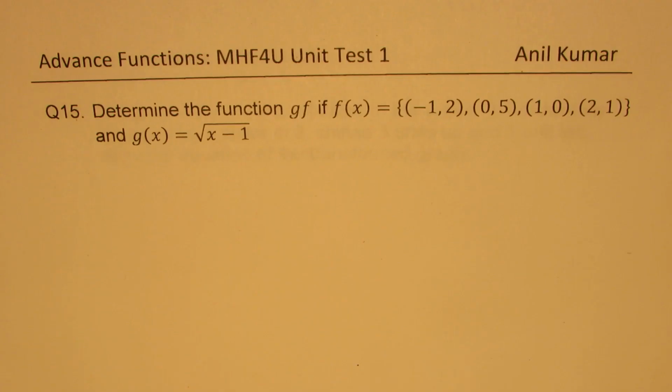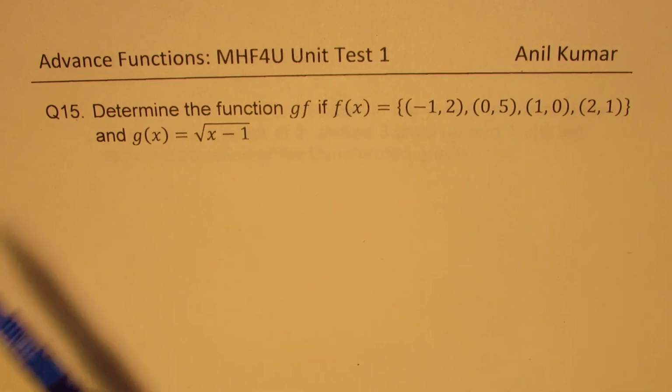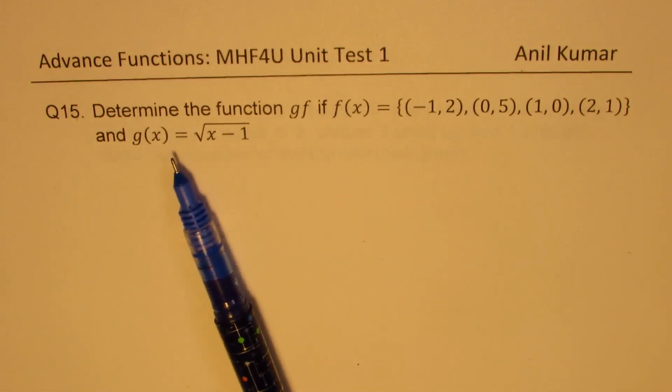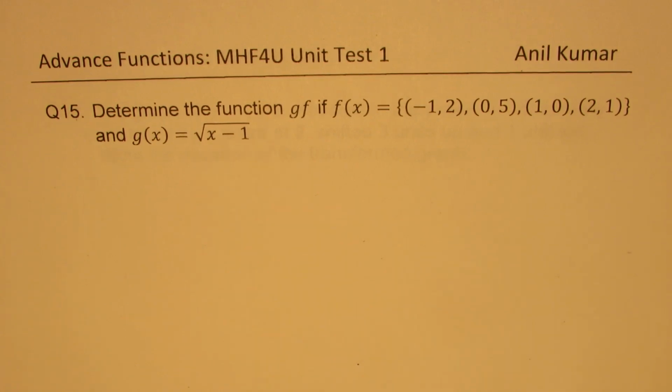A test paper of unit 1. This is question number 15. Determine the function g times f if f of x equals the points (-1, 2), (0, 5), (1, 0), and (2, 1). So these are the 4 points on the function f of x. g of x is given to you as square root of x minus 1. You can always pause the video, answer this question, and then look into my suggestions.